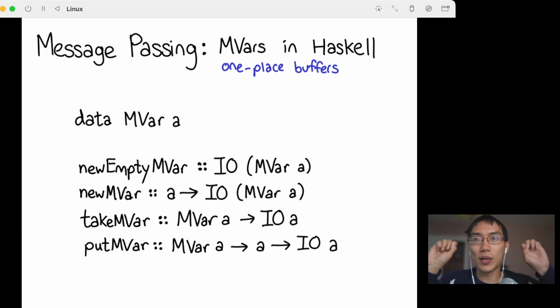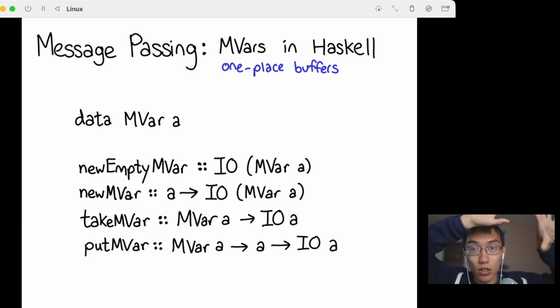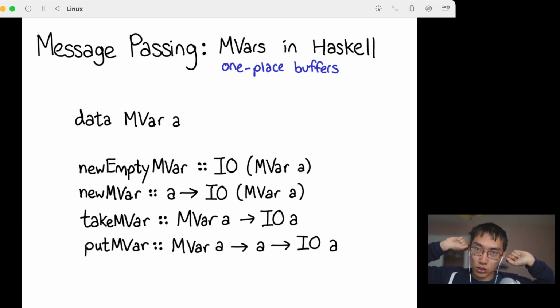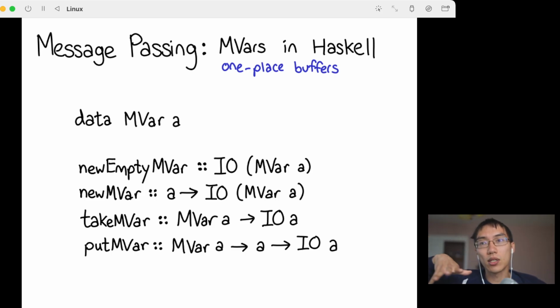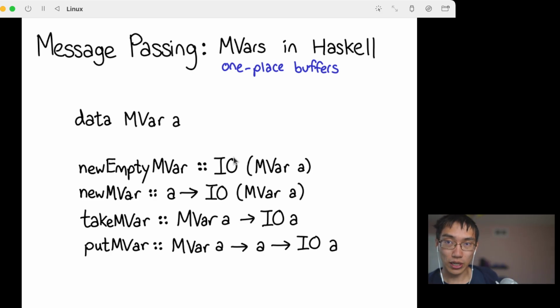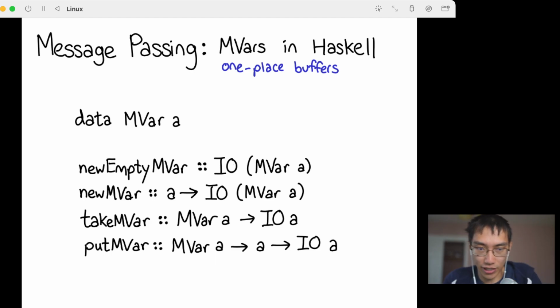So let me conjure back some Haskell syntax in your minds. MVar is a data type. It can store anything, so it's a type parameter that takes in an A saying what it stores. And there's a number of operations we can do on them. newEmptyMVar allocates a new MVar that doesn't have anything in it, so it's ready to accept data. MVars live in the IO monad because, like IORefs, they are mutable state. You can change them after the fact. So allocating a new cell for mutable state should also be in the IO monad.